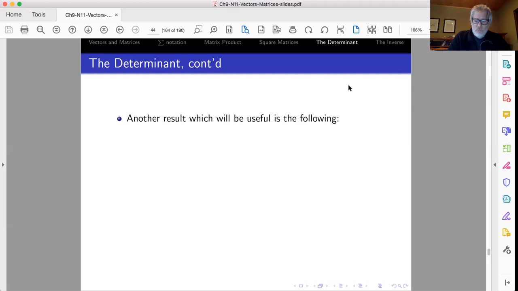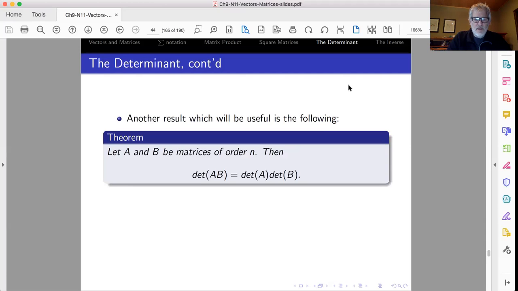Now to understand what's going to happen, I need this auxiliary result, which is not too difficult to prove for 2 by 2 matrices, but it's a computation. You just basically have to verify that the computation is correct, okay? But this is an important result in itself. If I have 2 matrices, A and B, of the same size, so 2 square matrices of the same size, then the determinant of their product is the product of their determinants. So the determinant of A times B is the determinant of A times the determinant of B.